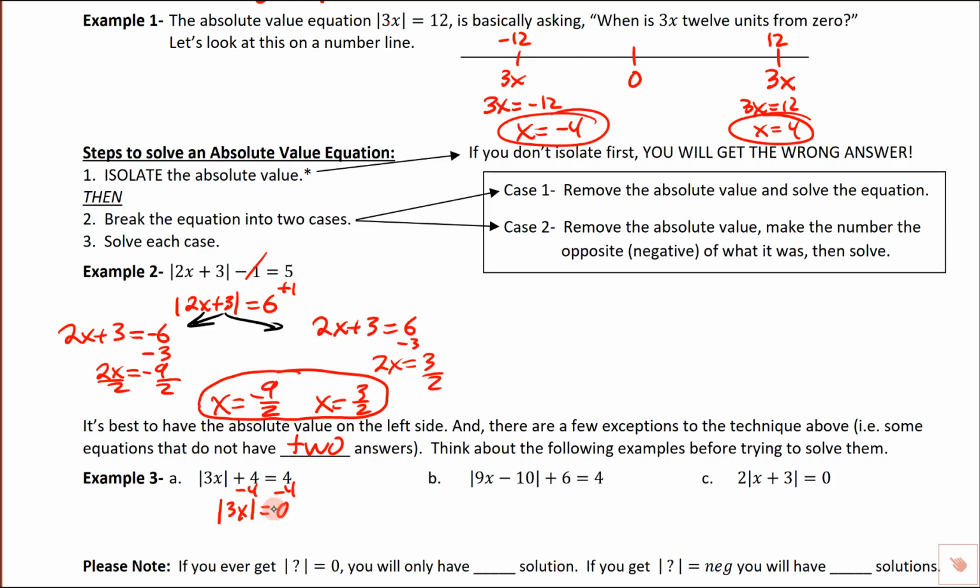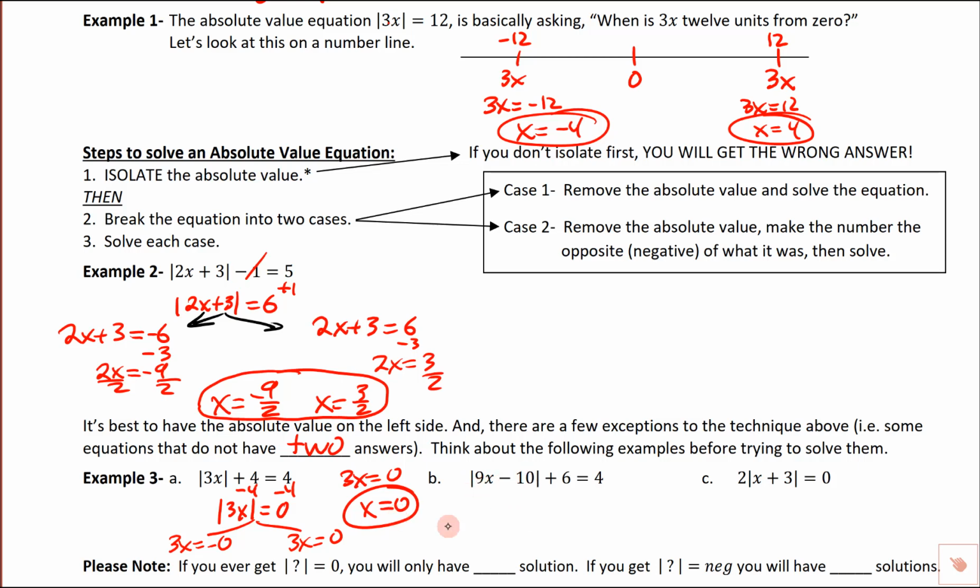And then if we stop and think about this, this is asking when is 3x 0 units from 0? Well, that means this would have to be equal to 0. It would be kind of silly to write down 3x equals negative 0, and on this side 3x equals positive 0. We just get 3x equals 0, we solve that, and we get x equals 0. So on this particular one, we only get one solution. It happens to be 0. It doesn't always work out to be 0, and we're going to take a look at another one of those in just a second. So let's take a look at this one.